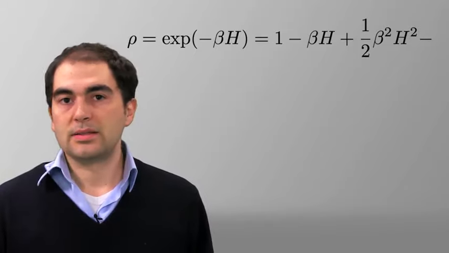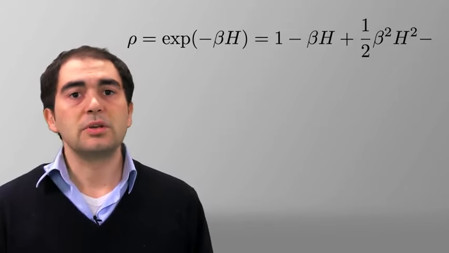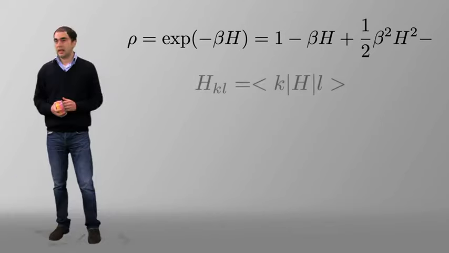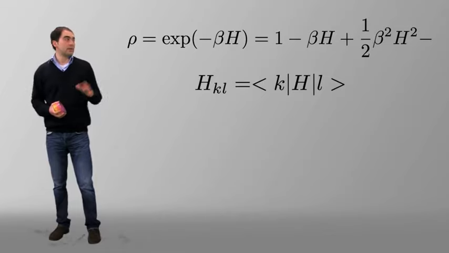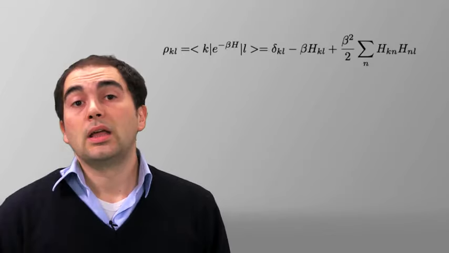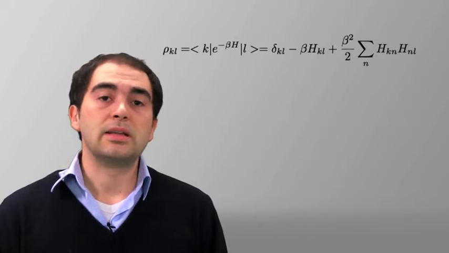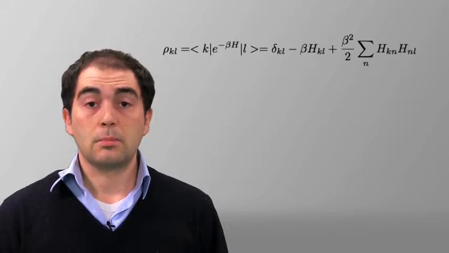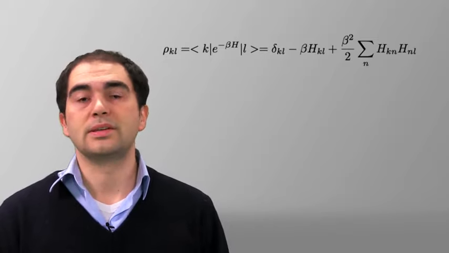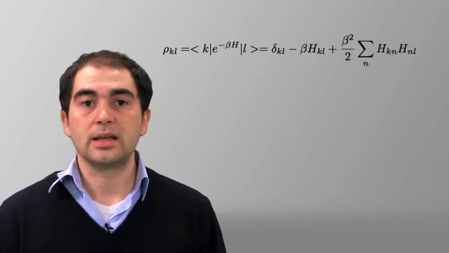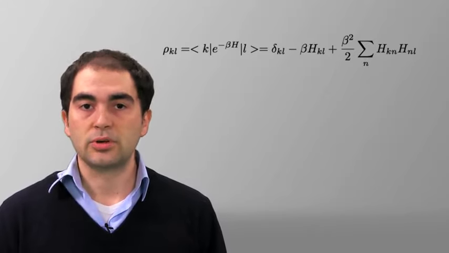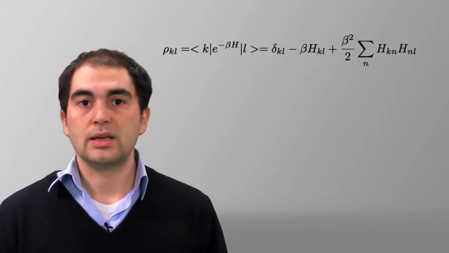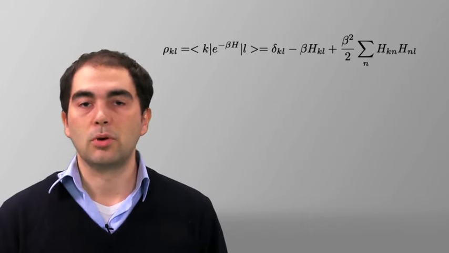The matrix elements of the Hamiltonian H can be written in an arbitrary basis, and in this basis the matrix elements of ρ are written like this. This expression can be familiar for those of you who have studied a little bit of quantum mechanics. But for all of you, please retain that the density matrix is an operator. The exponential of minus beta H is the direct generalization of the Boltzmann distribution.